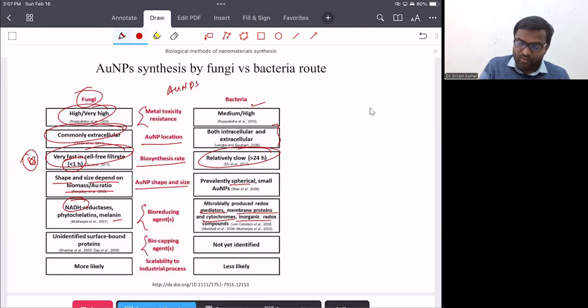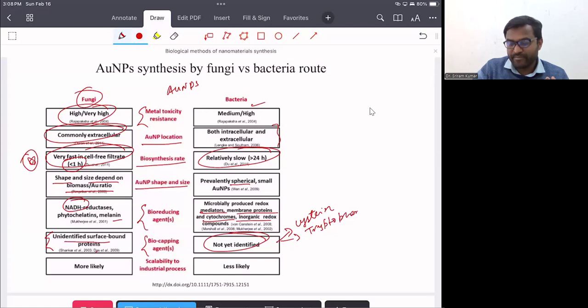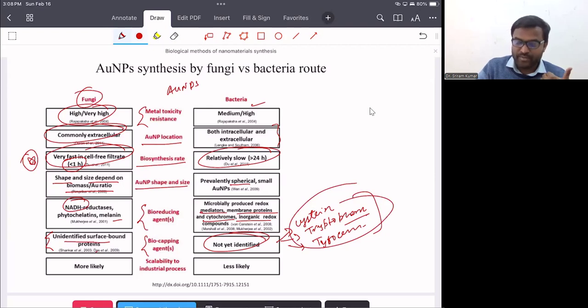Then think about the bio-capping agent for stabilizing the nanomaterial. In bacteria, we still don't have a specific identified agent, but it is reported in some literature that cysteine, tryptophan, and tyrosine can be used as capping agents in gold nanoparticle synthesis.